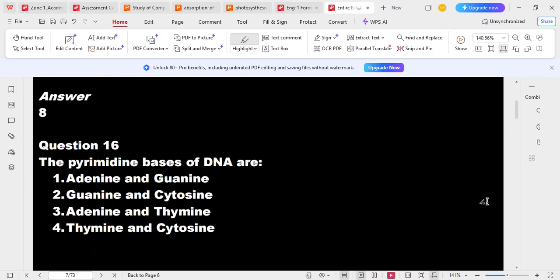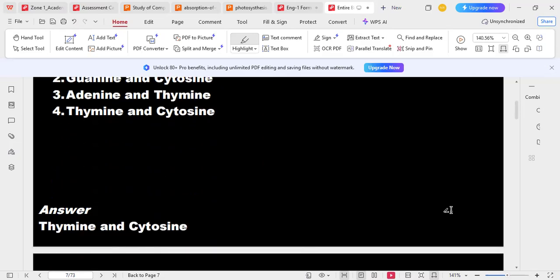Now coming to pyrimidines, the pyrimidine bases of DNA are, it's for DNA. They can twist the question by asking for RNA also. So for DNA, it is thymine and cytosine.